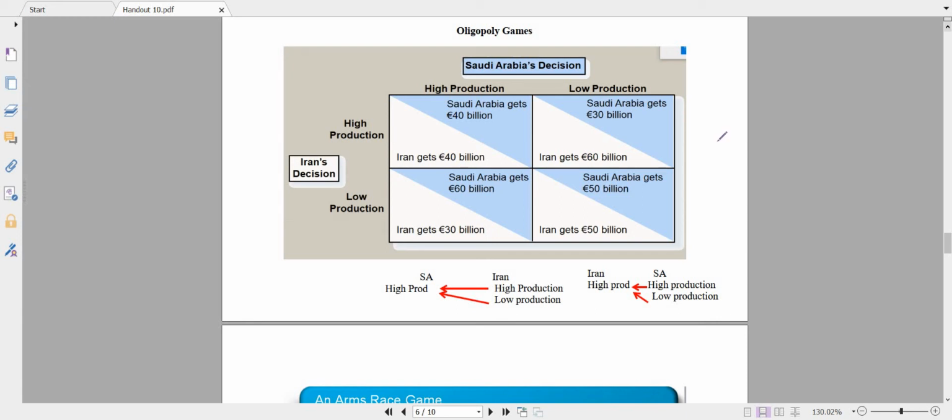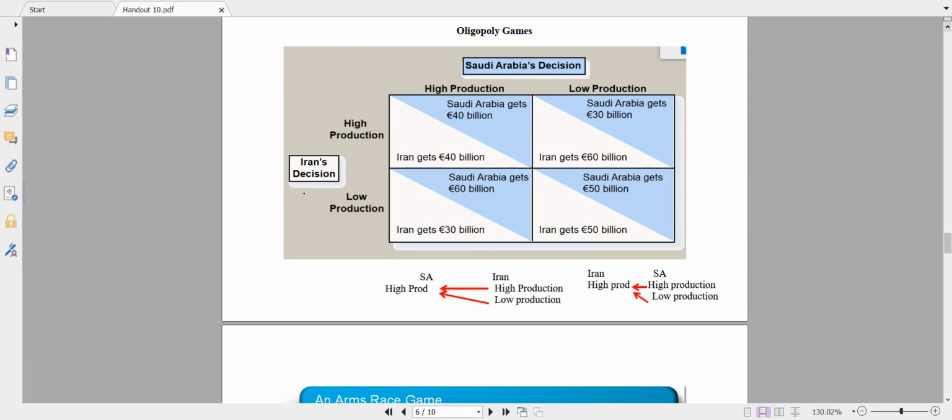In this part, we're going to go over some oligopoly games inspired by game theory. In the first game, we are talking about the decision of two countries, Iran and Saudi Arabia, regarding whether to keep their oil production high or low. The payoff matrix is in front of you.